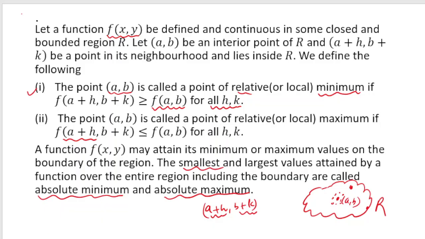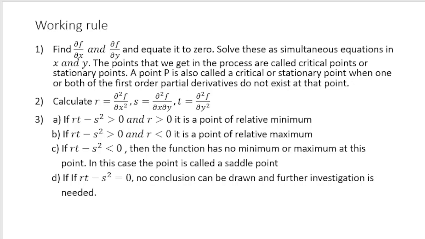Okay, so let's start. First of all, what is the working rule to find the local maximum or local minimum? This is the most important slide in this video, so be careful about this. The process is very algorithmic. First we find del f by del x, and then we find del f by del y, and we equate both of them to 0. So we write del f by del x is equal to 0, and del f by del y is equal to 0, and then we solve them together.